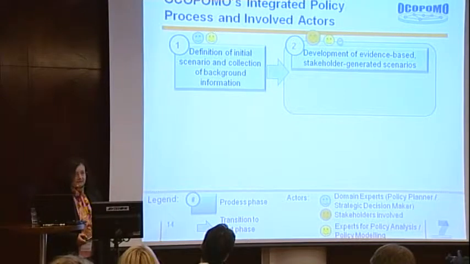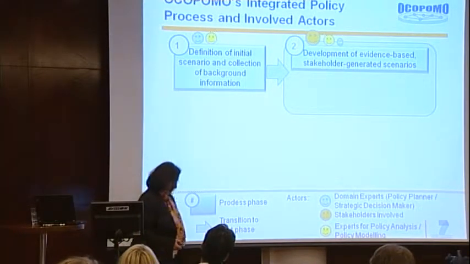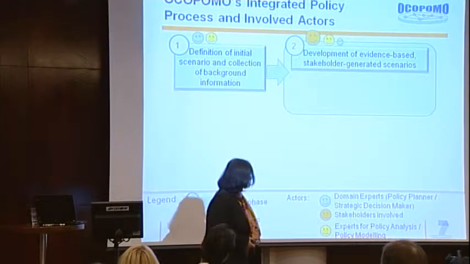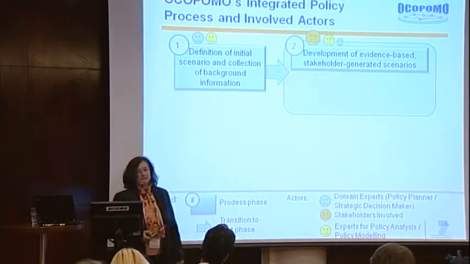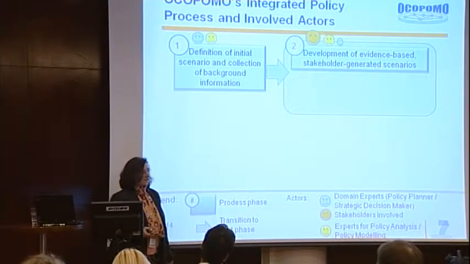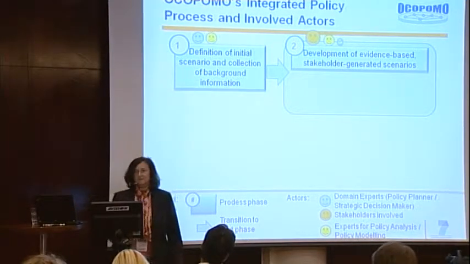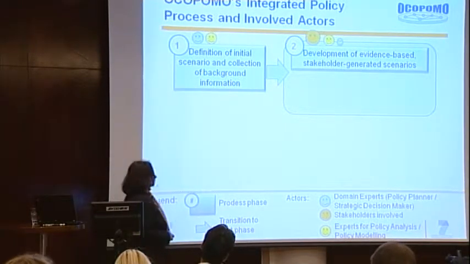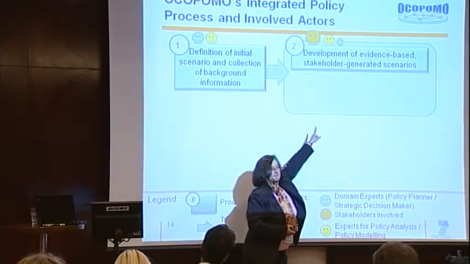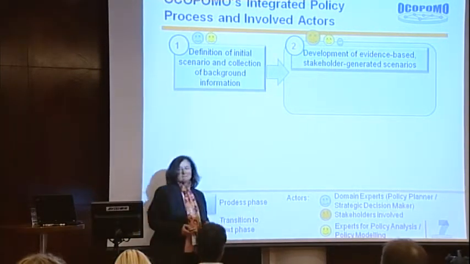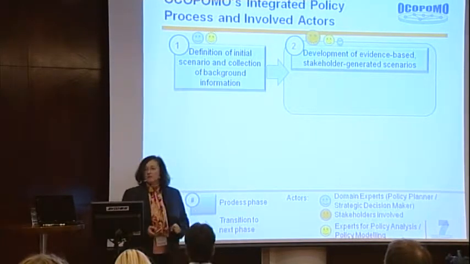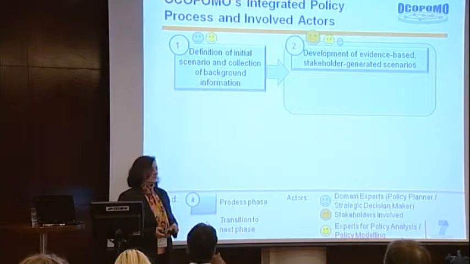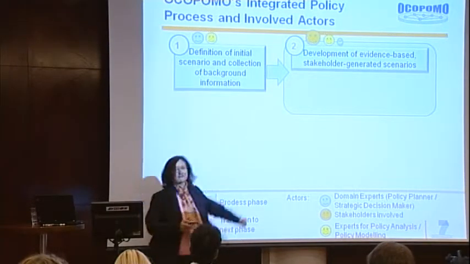In the second phase, this is the place where citizens, the stakeholders, are engaged to develop their own views on the policy to be developed. So they can develop alternative scenarios. The scenarios can also be conflicting. They describe their view on the policy. We call them evidence-based stakeholder-generated scenarios. Evidence-based because the different stakeholder groups may have their own background information and evidence to inform their own view. And again, this can be conflicting between different stakeholder groups.